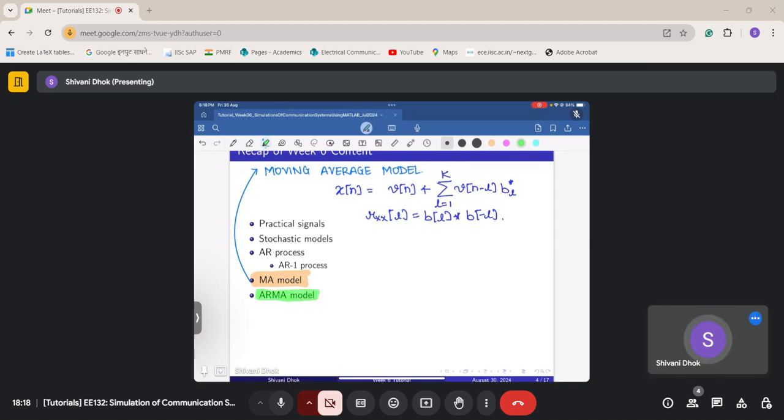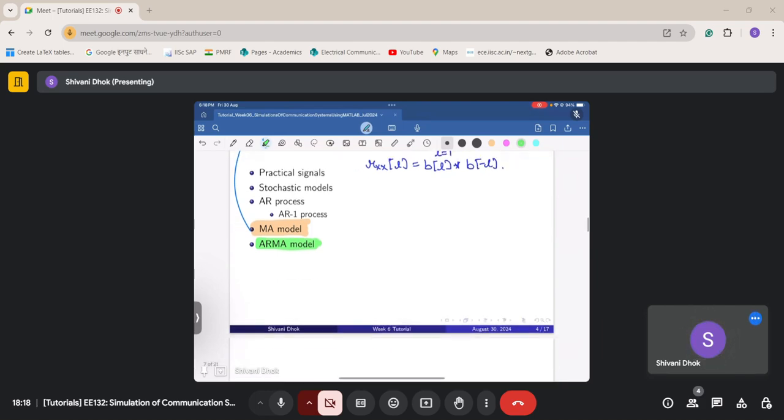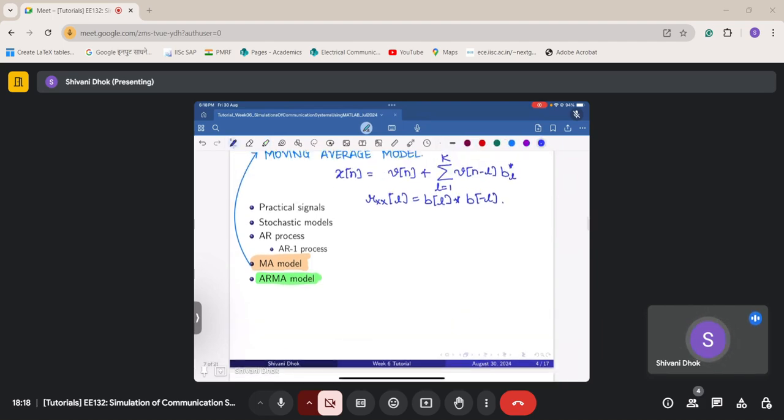And at the end, we looked at what is known as the ARMA model. So this ARMA model is basically a combination of two. So we have AR, that is autoregressive, and we have MA, that is moving average, and the combination of these two is basically my ARMA model.